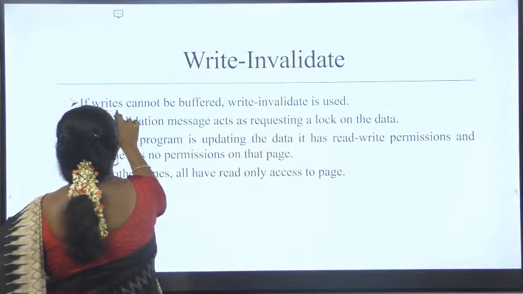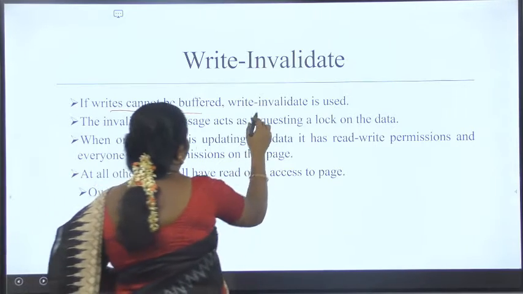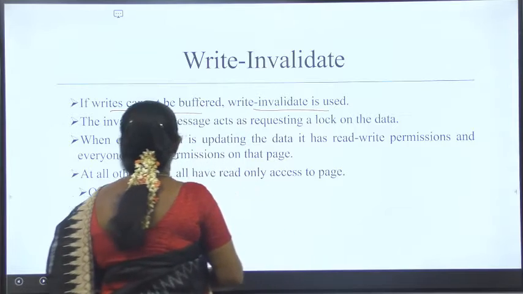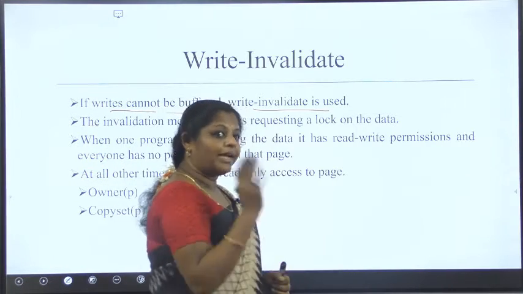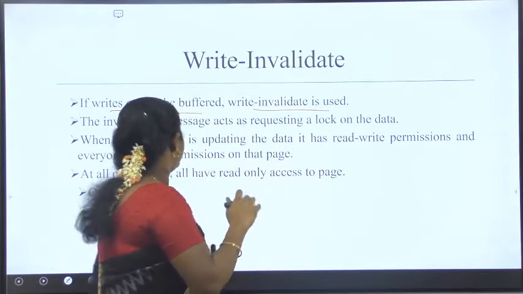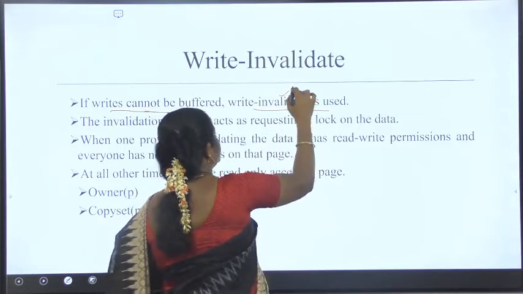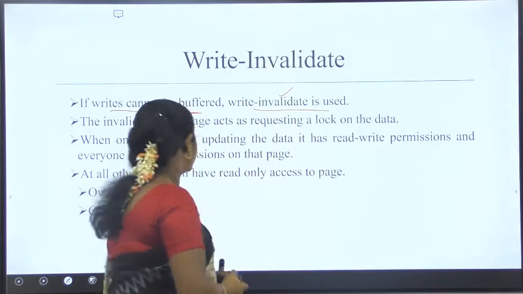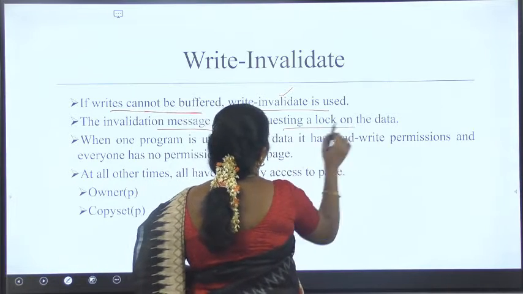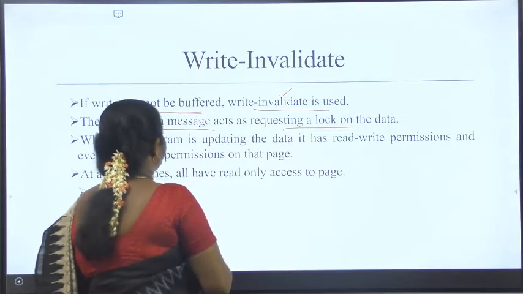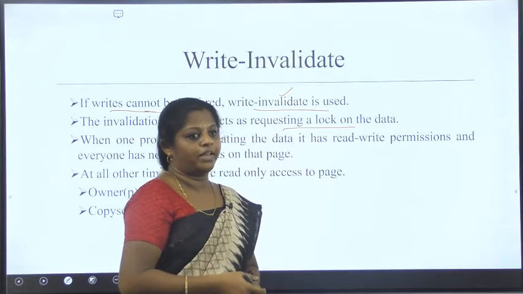This also we explain. If write cannot be buffered, then write invalidate is used. Previously what we saw: if write is buffered, write update is used. Here, the write cannot be buffered, so in that case write invalidation should be used. The invalidation message acts as a request for the lock on the data. Always it acts as a request for the lock on the particular data.